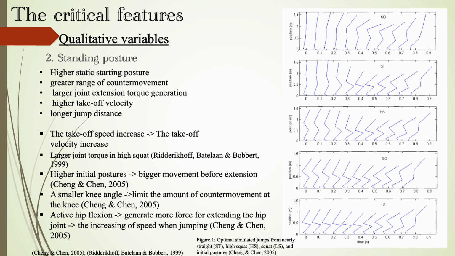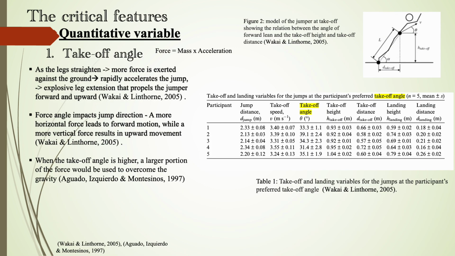So if the jumper allows their hip to bend actively, it helps them to generate a stronger backward motion in the hip. This creates more force for extending the hip joints, and this larger force generated at the joints helps them jump with a greater speed. During the push-off phase, the force generated by the jumper needs to overcome their body weight, as the force of gravity pulls them down, and they also need to overcome their inertia.